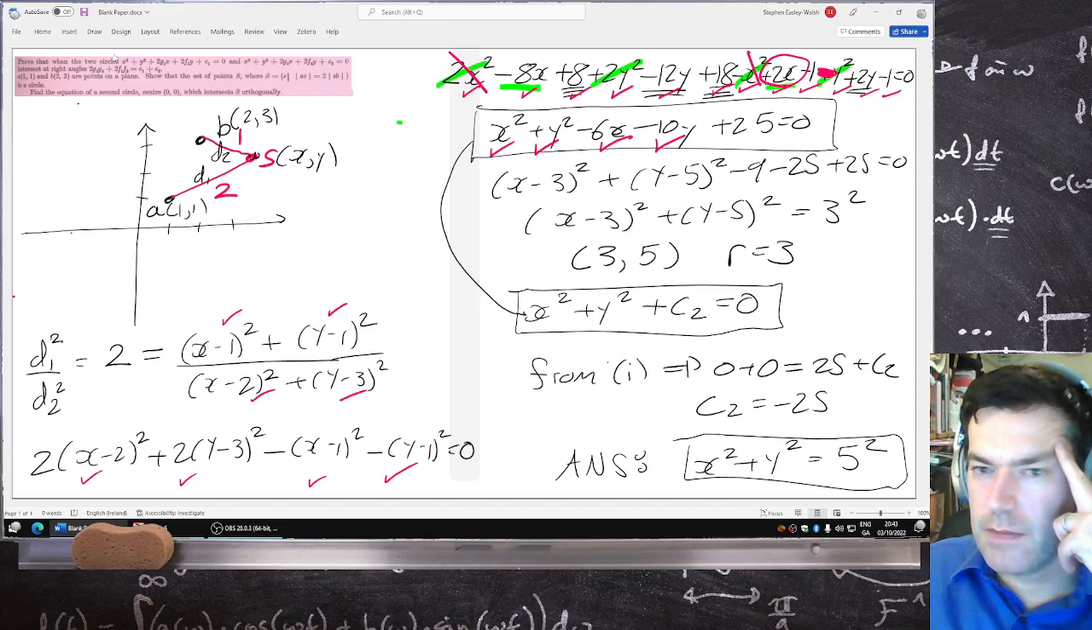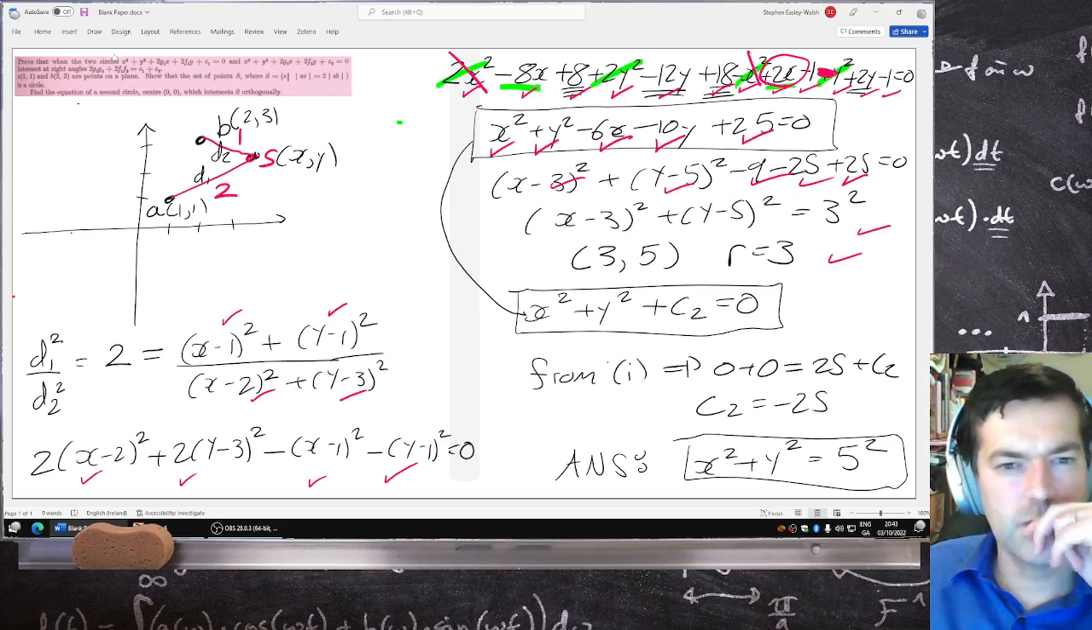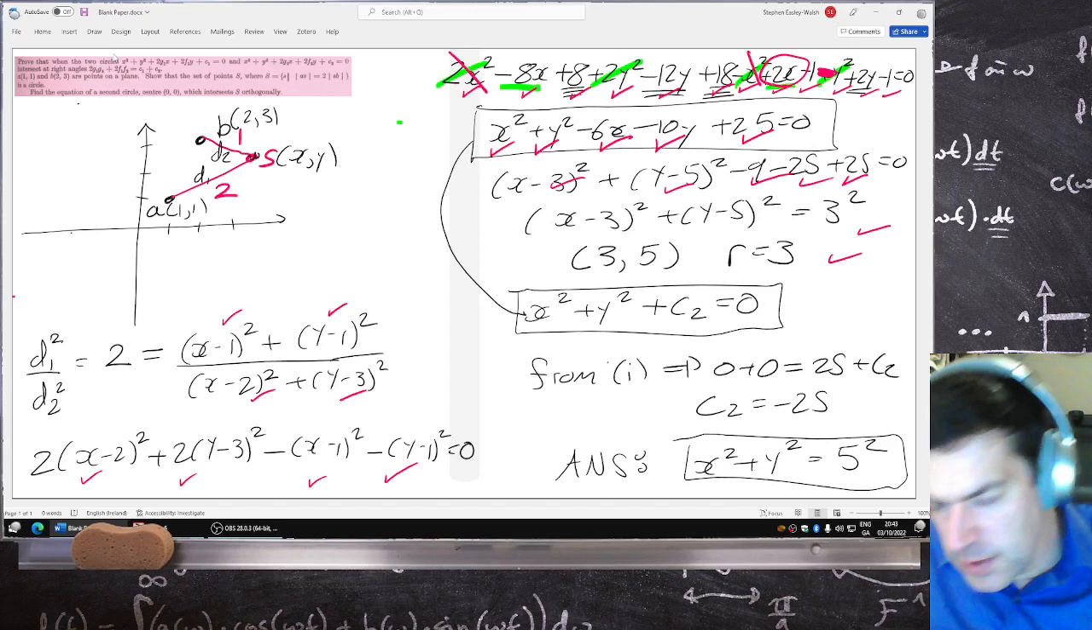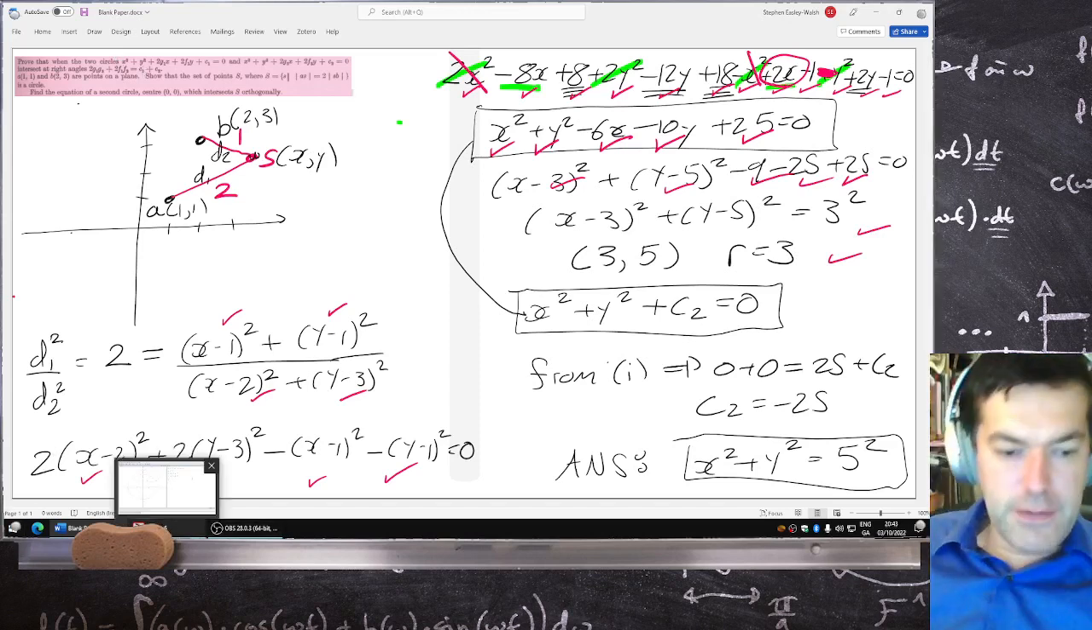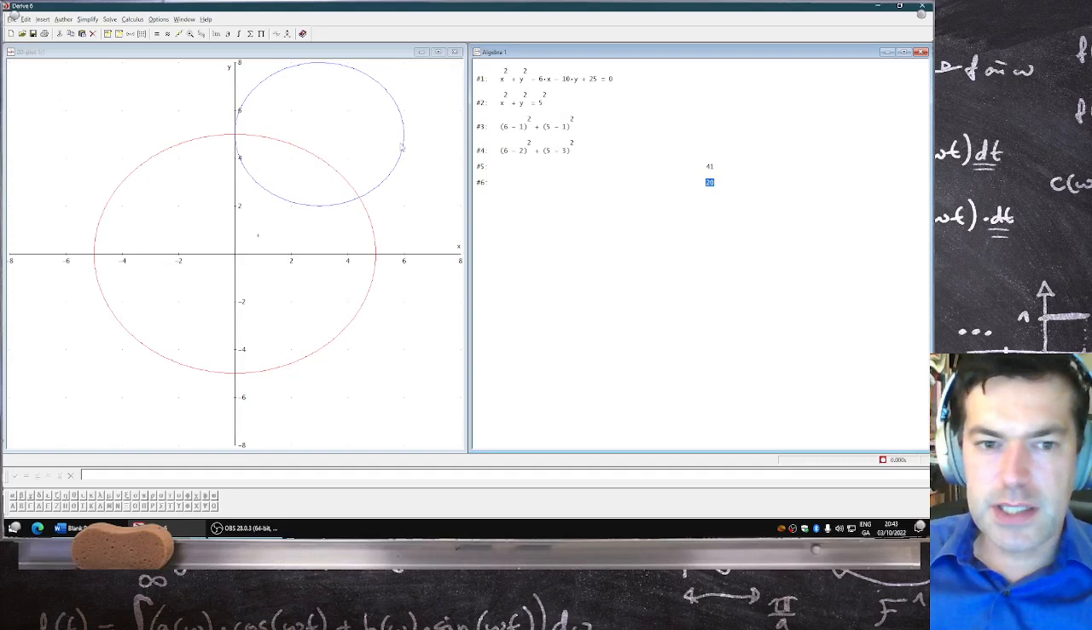And then 18 and 8, 26, 25, (3, 5). I think this is looking okay. Well, I'm assuming from just looking at the graph that (6, 5) is on the circle, but maybe it is not.